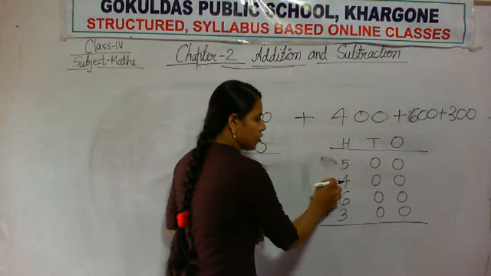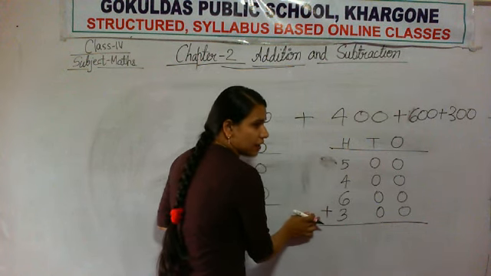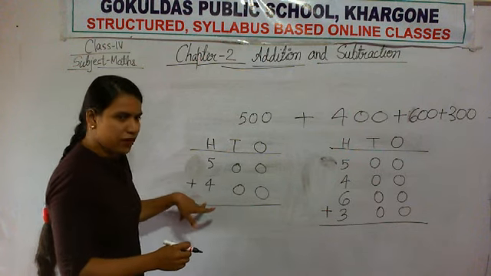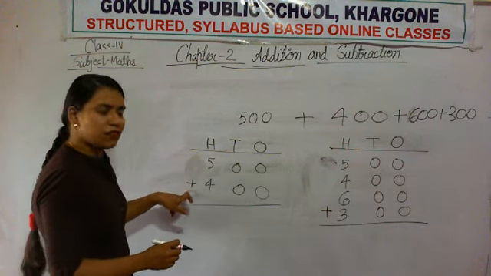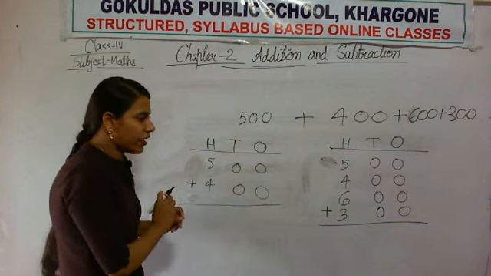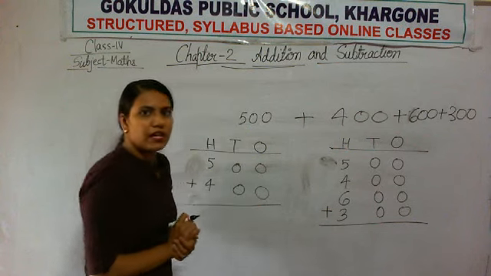Not here, not here, not here, at the last number. So here, as you can see, in these two the last number is 400. So I put the plus symbol to the left of the 4. Okay. So this is how you have to put the symbol.